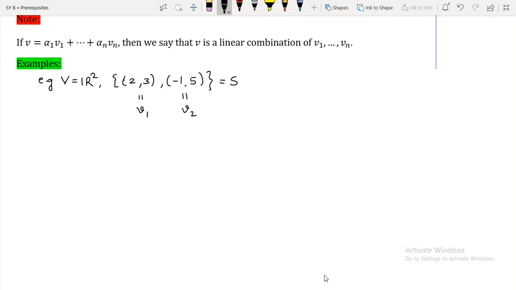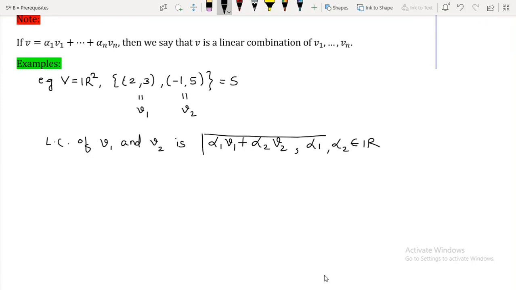So the linear combination of V1 and V2 is alpha 1 V1 plus alpha 2 V2, where alpha 1 and alpha 2 are real numbers. So simply note this.